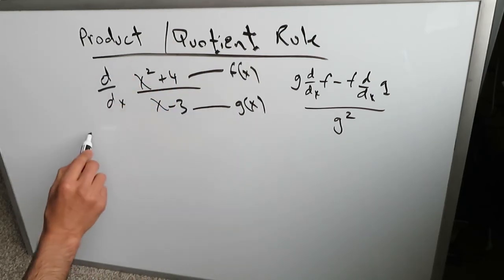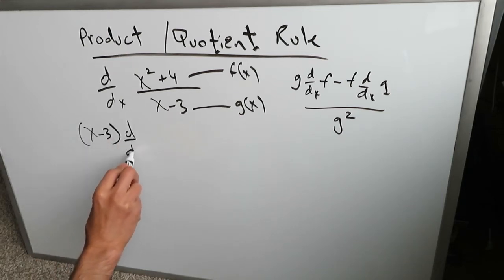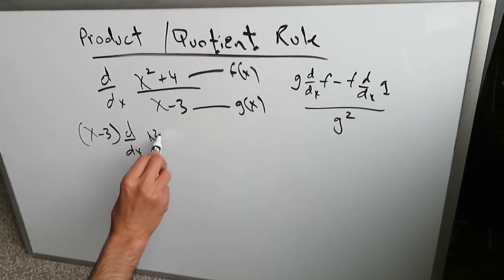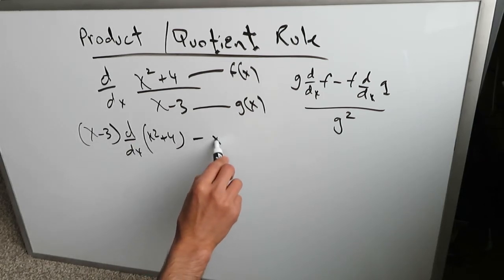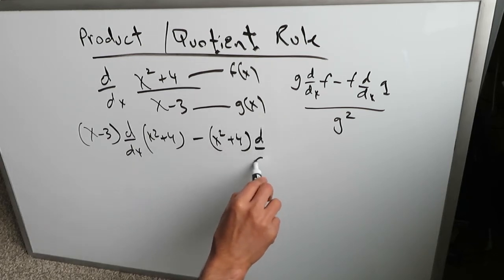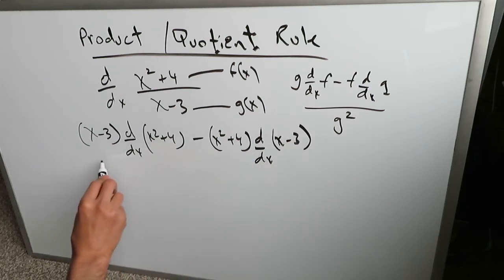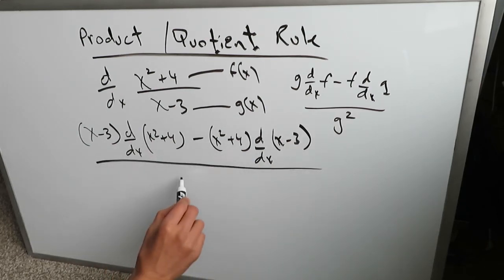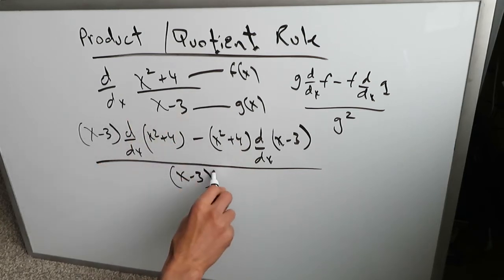Let's bring in the g function. It goes here at the very beginning, multiplied by the derivative of the f function, x squared plus 4, subtracting from the original f function, which now multiplies by the derivative of the g function, x minus 3, which is all over, divided by, the g function squared.